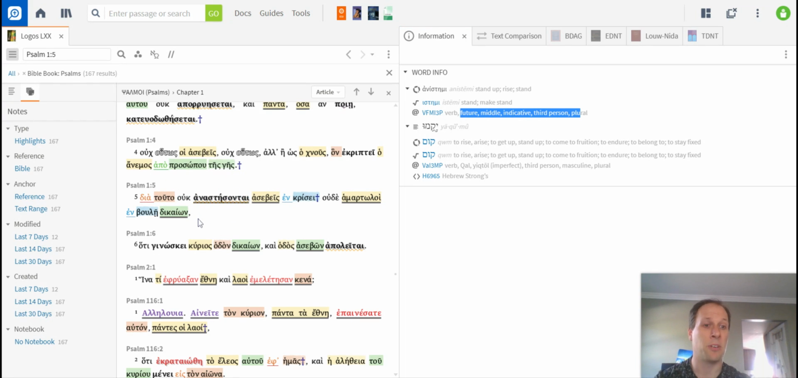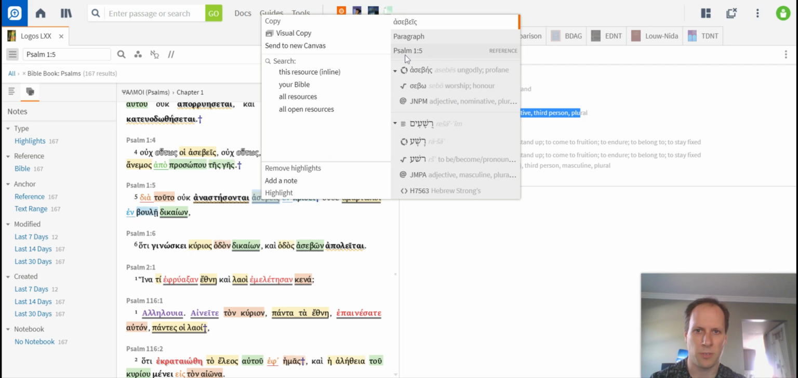And then the next thing we're going to do is look for the subject of the sentence. Right here, we actually have two nouns that are in the nominative, because we actually have two sections. The nominative that we have, or the subject, is asebeis, which we have seen a few times, which, if you remember, is the irreverent, the ungodly.